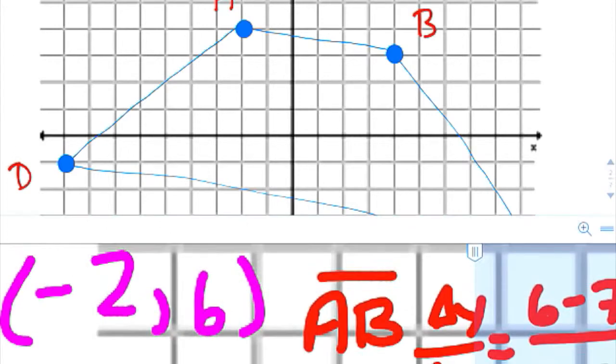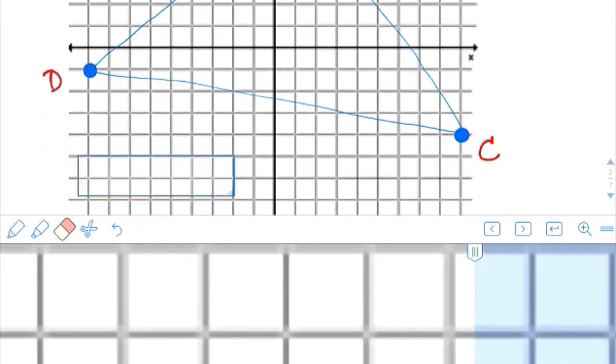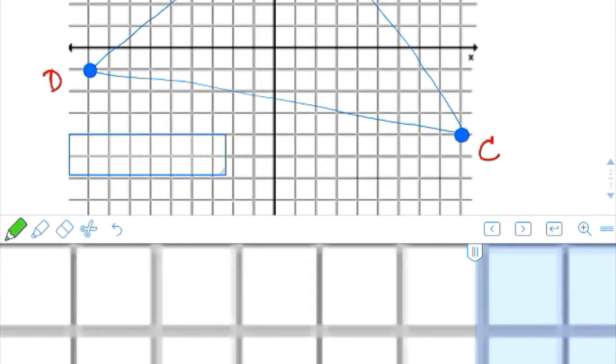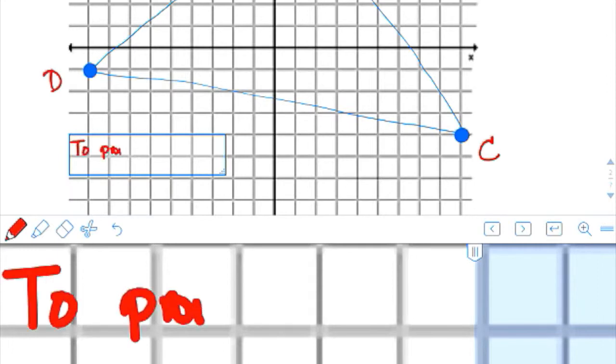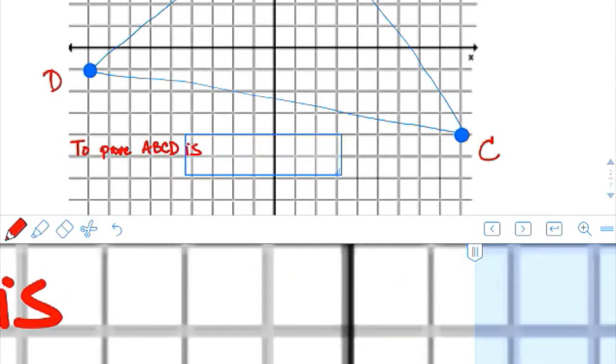So let's go ahead and start with a statement of intent. And again, if you didn't watch the first video, what you're about to see here is just a formal statement of what I'm trying to prove and how I'm going to prove it. Okay, so let's go ahead and start. To prove A, B, C, D, these four points, is a trapezoid.